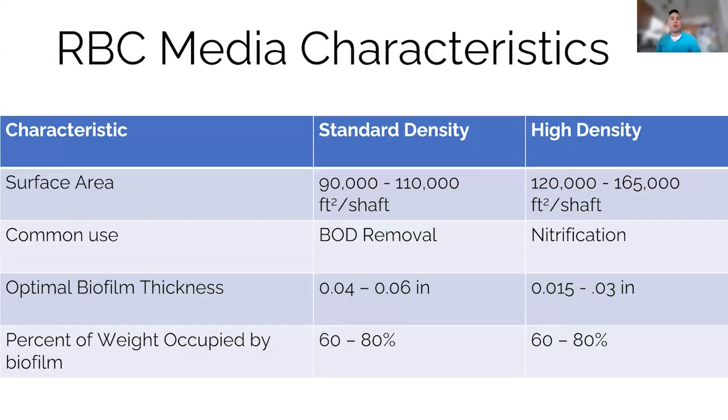So here's just a couple of different types of media characteristics. You can have standard density or high density RBCs. And really the difference is how much surface area is available and how much biofilm will accumulate on these surfaces and what type of common use they'll have. So the standard density will typically have a BOD removal, whereas the high density with more microorganisms on there will also perform nitrification.